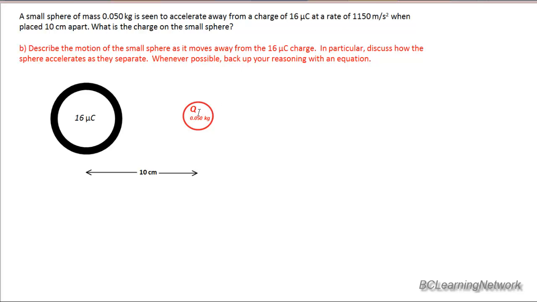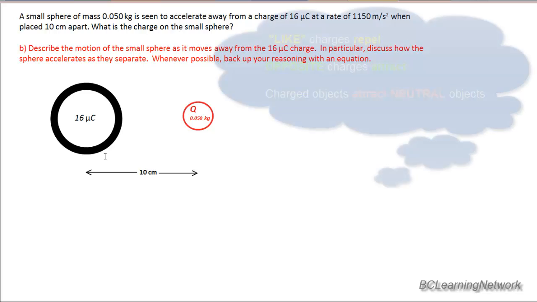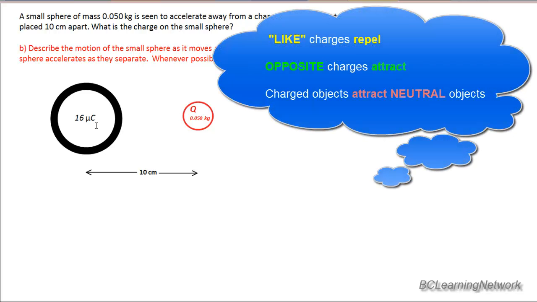When this smaller one is released, it accelerates away, so it's being repelled from the larger sphere at a rate of 1,150 meters per second squared. Now right away, if it's repelled, we know that the sign of this charge must be the same as the sign of this charge, because like charges repel. So if this has a positive charge of 16 microcoulombs, Q will also have to be positive as it accelerates away to the right. And we saw that in part A.